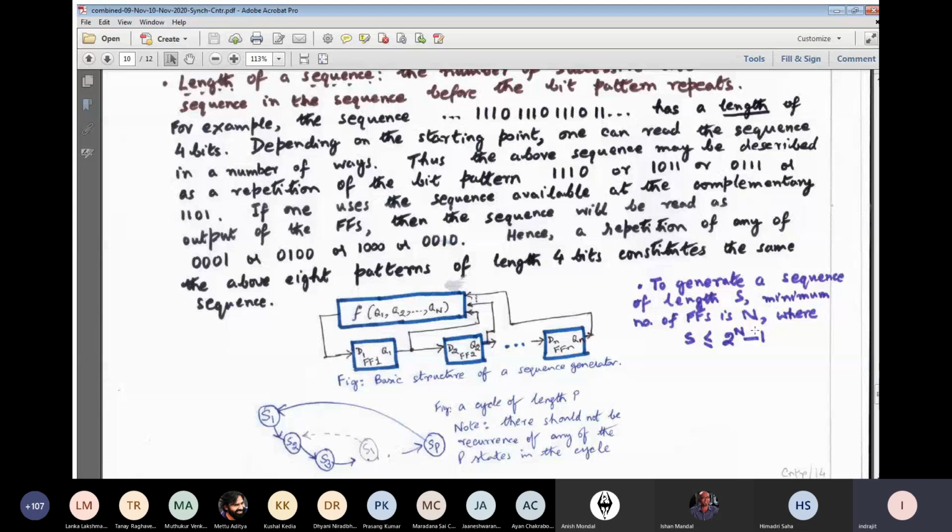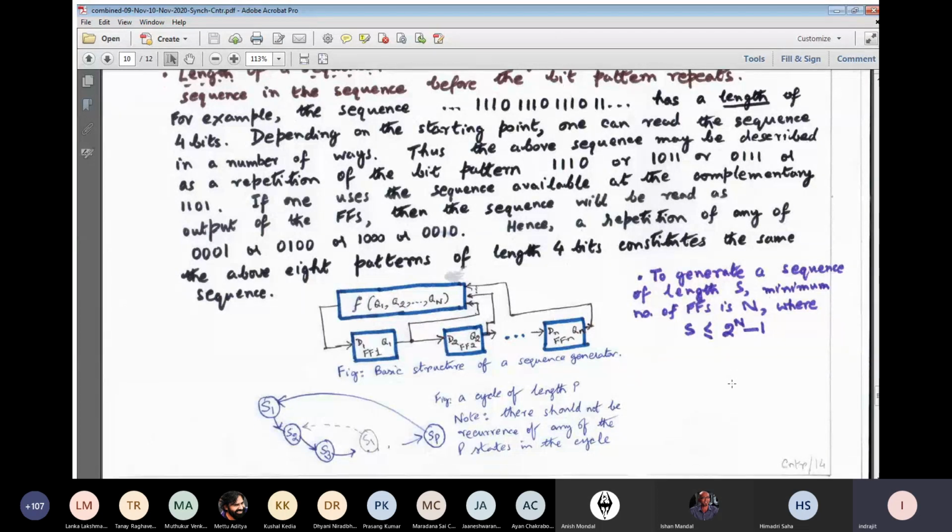Now why this minus 1 is coming? That also I can give you a simple answer: normally we leave out the sequence when all of the flip-flops are in reset state. See, here we are feeding back a function f. This f is a function of all the flip-flop outputs q1 to qn, and that we are feeding in d1. So it is like a modified shift register.